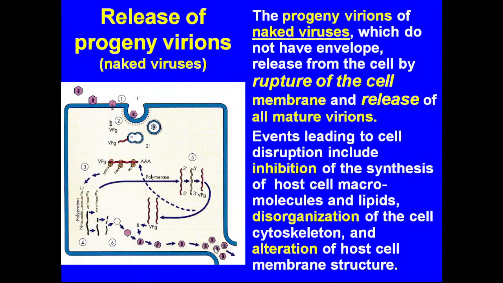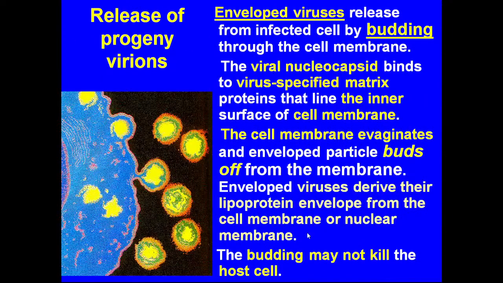The process of release is also different for different types of viruses. The naked viruses usually can be released by cell lysis. They rupture the cell membrane and release outside. Usually naked viruses cause disorganization of the cytoskeleton, alteration of the host cell membrane structure, and cell lysis. But some viruses, like enveloped viruses, can be released from infected cells by the way that is called budding.